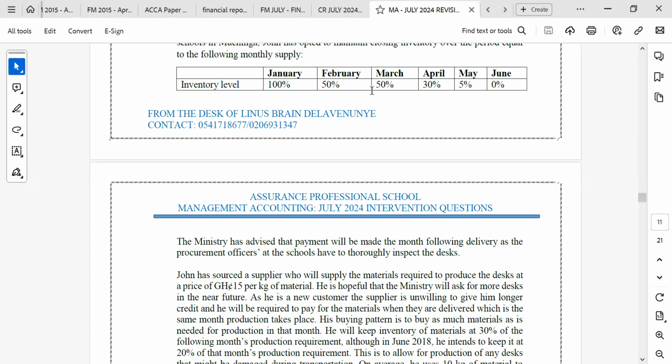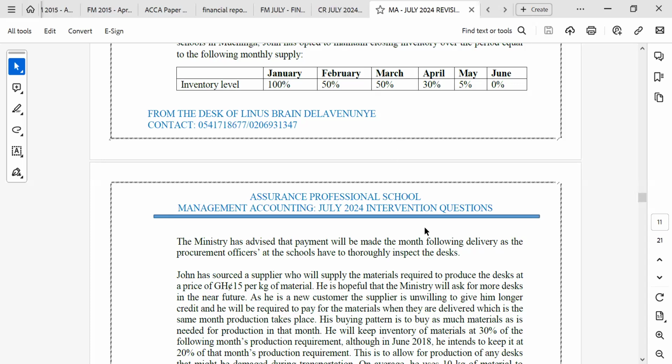The ministry has advised that payment will be made the month following delivery, as the procurement officers at the schools have to thoroughly inspect the desks. John has sourced a supplier who will supply the materials required to produce the desk at a price of 15 Ghana cedis per kg of material. He is hopeful that the ministry will ask for more desks in the near future.